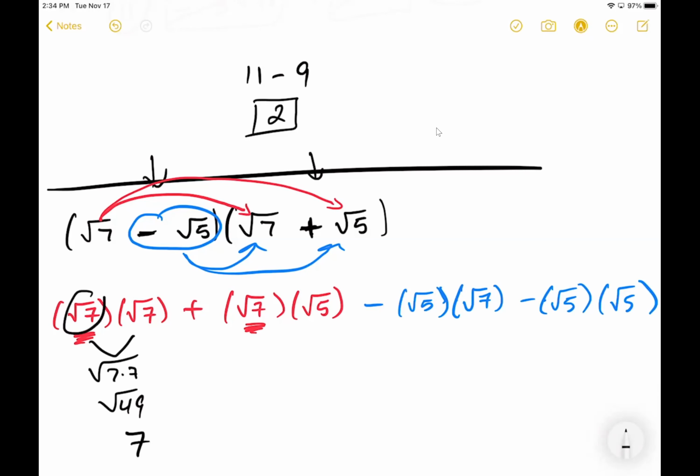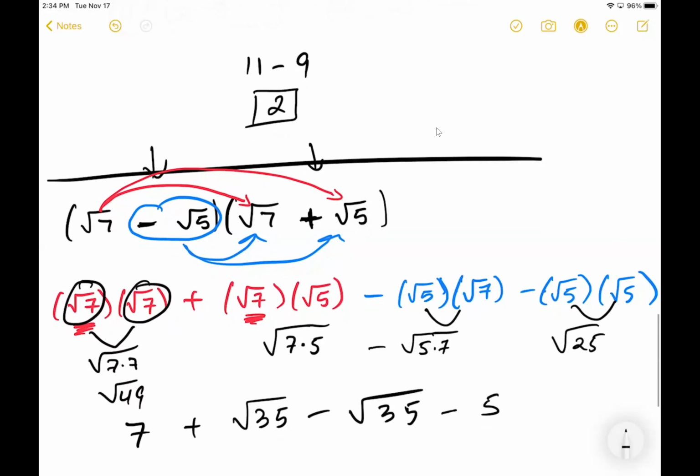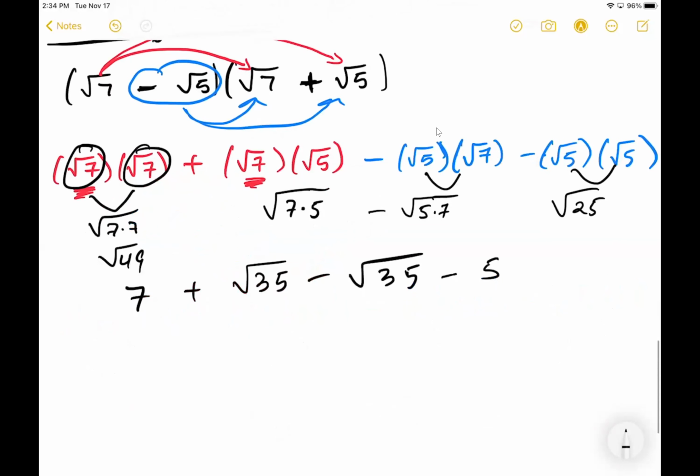When you have two of the same multiplied in terms of a square root, they will be that item on the outside. And plus a square root of 7 times square root of 5 is basically a square root of 7 times 5, which will give me a square root of 35. Minus a square root of 5 times 7, which is minus a square root of 35. And similarly, a square root of 25 gives us only 5 on the outside.